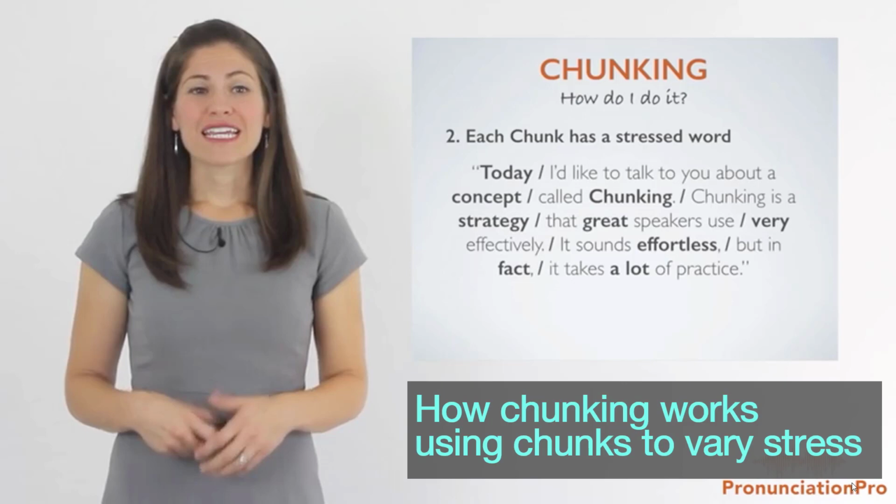Okay, now that we have broken the text into different chunks, that is step number 1. Step 2 is to stress one certain concept, and if you don't know which one, choose the most important concept in terms of meaning. So, how chunking works: using chunks to vary the stress. Stress means you increase the volume, or perhaps you slow down your speech, and there are a number of ways to do that. Let's take a look.